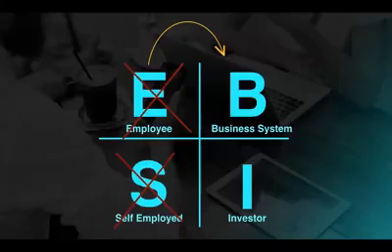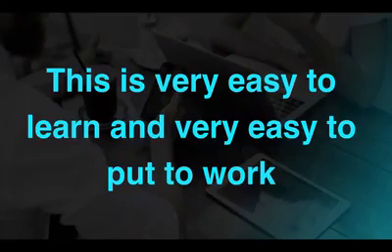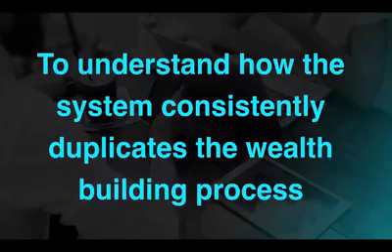I'm going to show you a simple system that allows you to move from the left side of the quadrant where you're trading time for money and can never be financially free, and moving you over to the right side as a business system owner and investor. That's what this system is going to show you how to do. So you can tap into leverage and compounding, the two wealth building principles that we're going to be sharing with you throughout the rest of the videos on this page. This is very easy to learn and very easy to put to work.